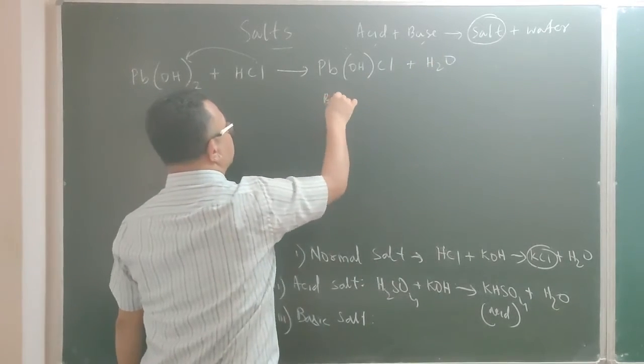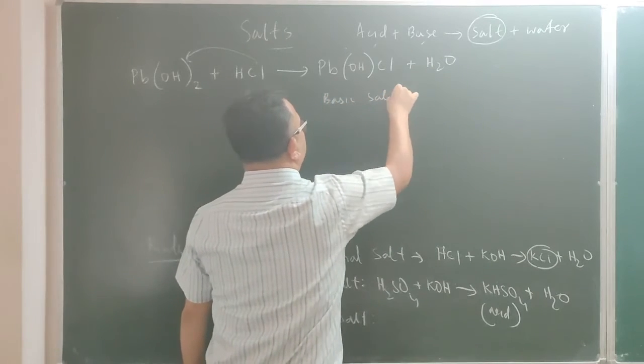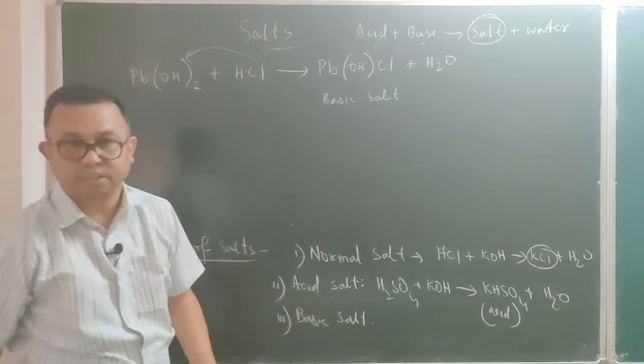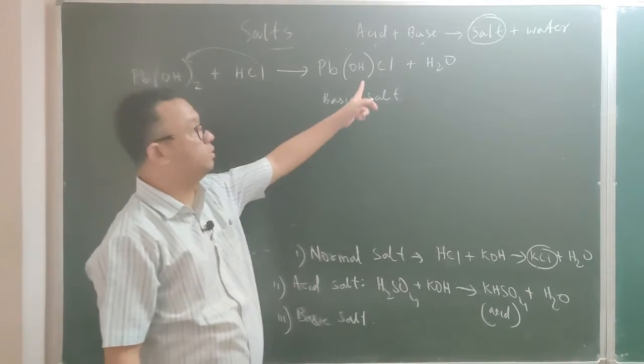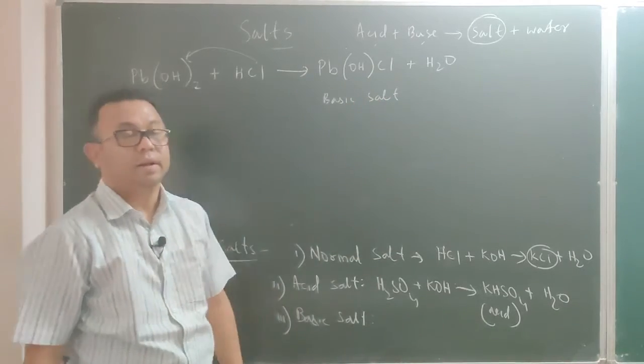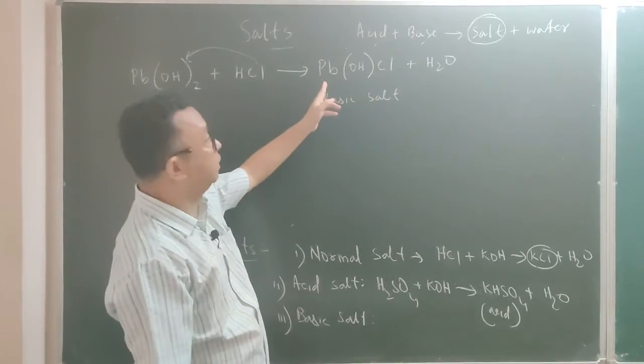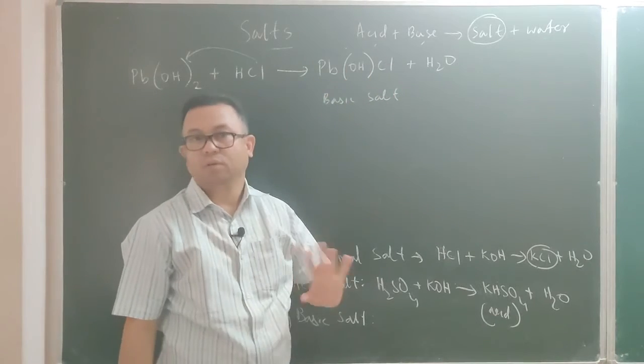Such a salt is what is called a basic salt. Now why basic salt? You can understand, because OH is there. So OH is the property of a base, of alkalis, that is why it is called that. Now how do you say the name of this salt? Don't say lead hydroxide chloride. We don't say it like this.